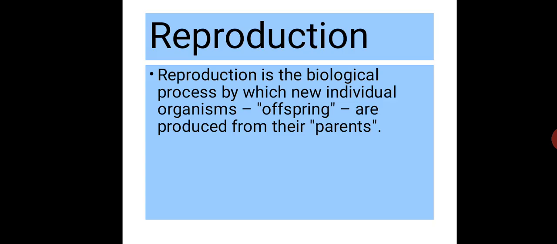So, what is reproduction? Reproduction is the biological process by which new individual organisms, that is, offspring, are produced from their parents. It is the process by which new individual organisms are produced from their parents.